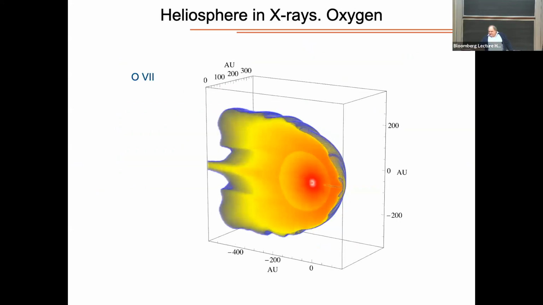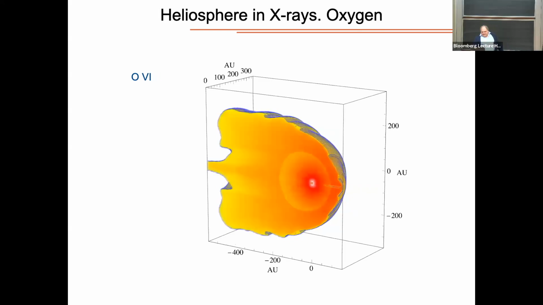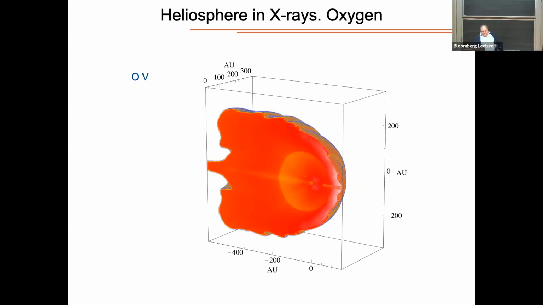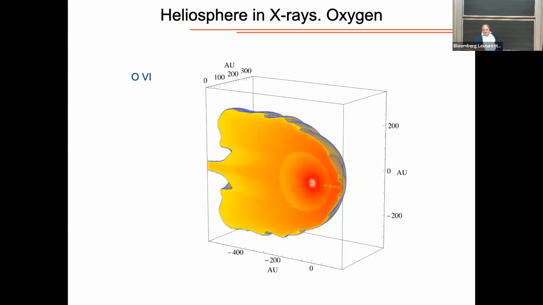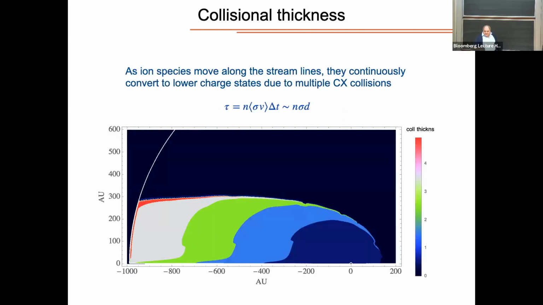So here's how a heliosphere looks, or would look to the little green man on Alpha Centauri, if they want to observe us. And you see, there is an interesting effect that higher ionization species are concentrated near the sun, lower ionization species are actually distributed more smoothly. Why is that? Well, because of those interactions.